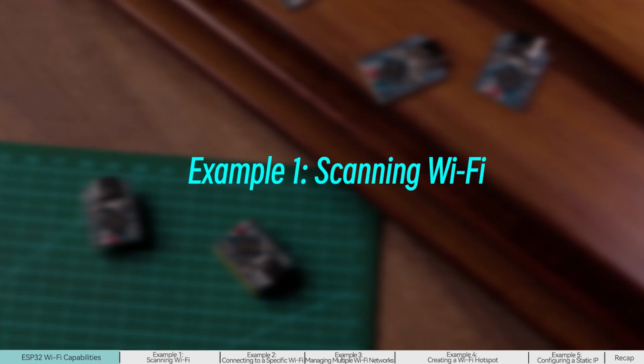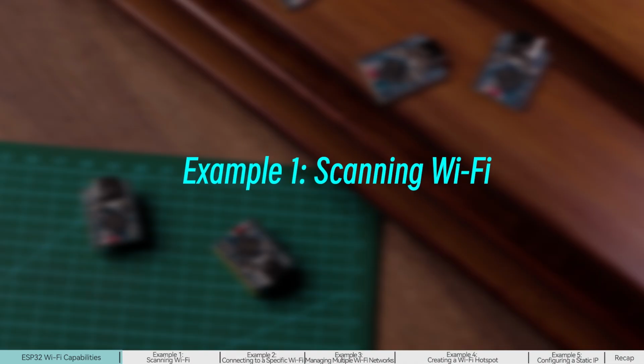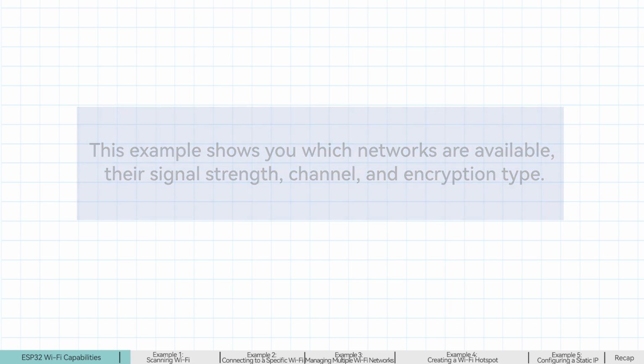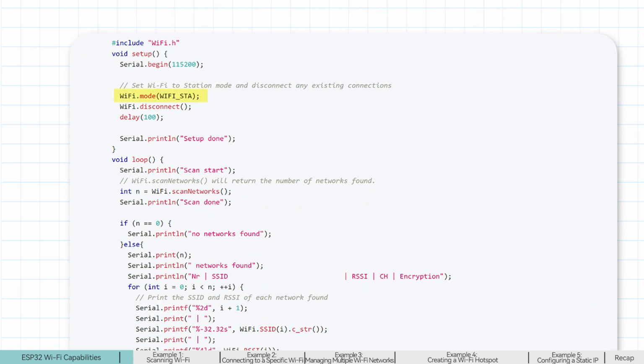Let's start with the most basic function, scanning for nearby Wi-Fi networks. This example shows you which networks are available, their signal strength, channel, and encryption type. In the setup function, we first set the ESP32 to STA client mode using WiFi.mode. Then we call WiFi.disconnect to ensure it disconnects any previous connection. This is a good practice.